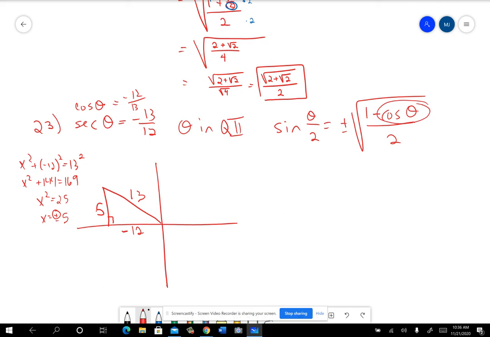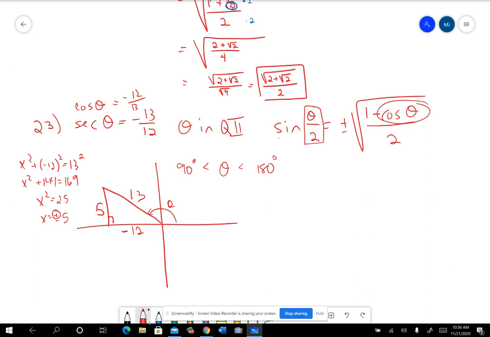Now, let's talk about this issue. I want sine of theta over 2, so I need to know whether that's going to be positive or negative. This is theta right here. So theta over 2, I've got to decide where it is. If theta is in quadrant 2, then it's between 90 and 180, isn't it?